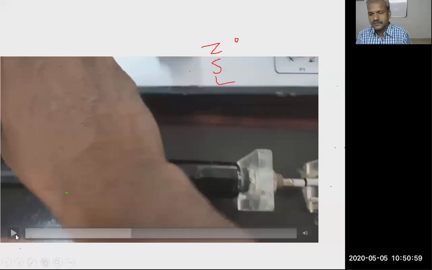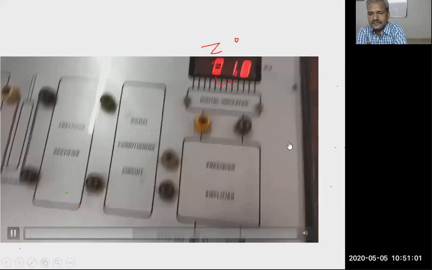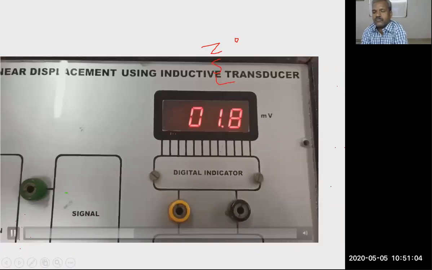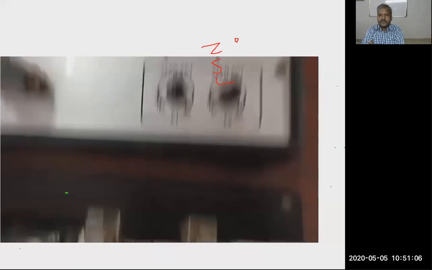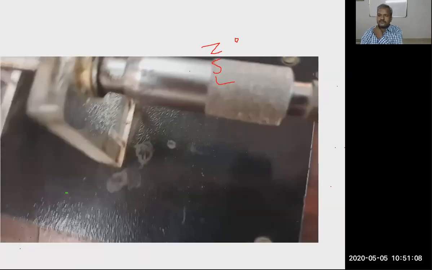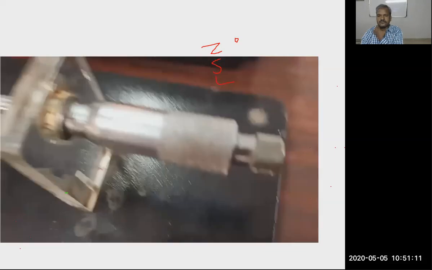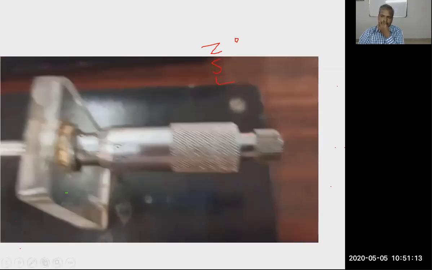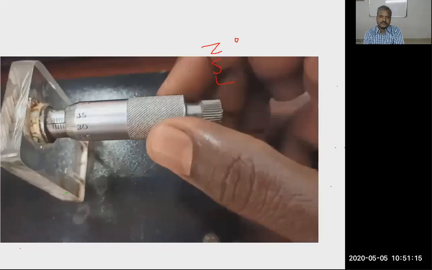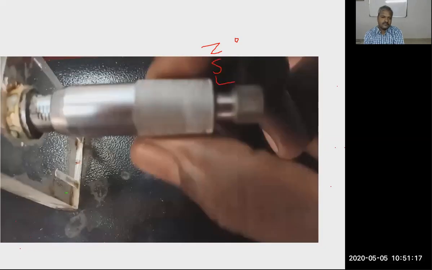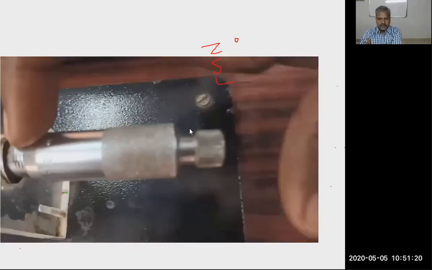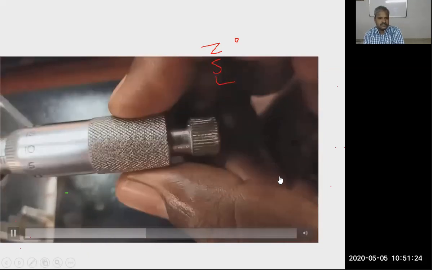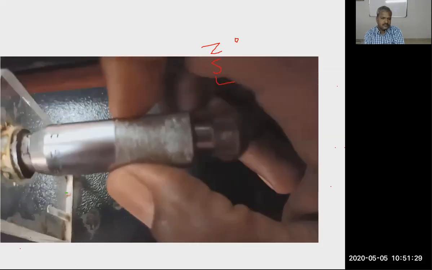Switch on the key, you just observe the output. Observe the output and see the micrometer reading. This micrometer reading should be fixed at 0. So this 0, this 0 and this 0 coincide with each other. Both verniers should coincide with each other. So first we fix the 0. Clear?